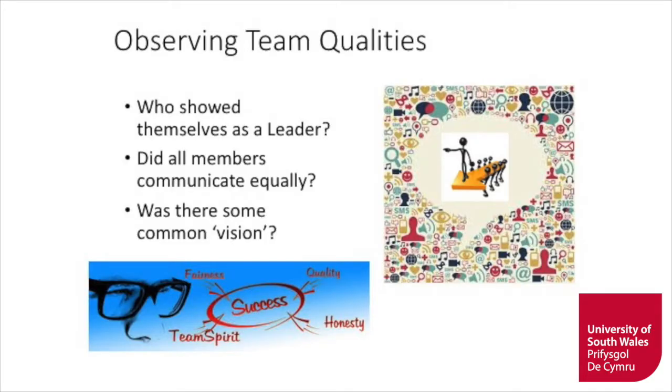Teams, it may be when we're working in a group or team, it might at times be useful to take a step back and actually look at what's going on. It might be at the initial stages, going through the norming and storming stages. So maybe who showed themselves to be a leader? Did all members communicate equally? And was there a common vision within that? So it's having the ability to step out and look back at what you're doing.